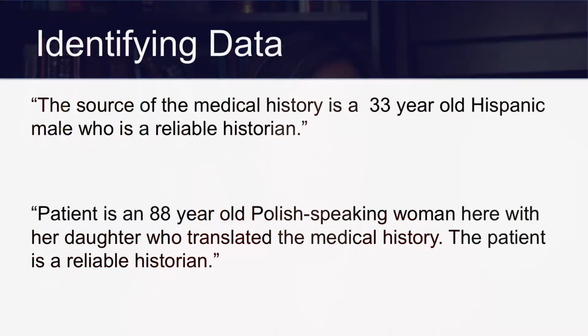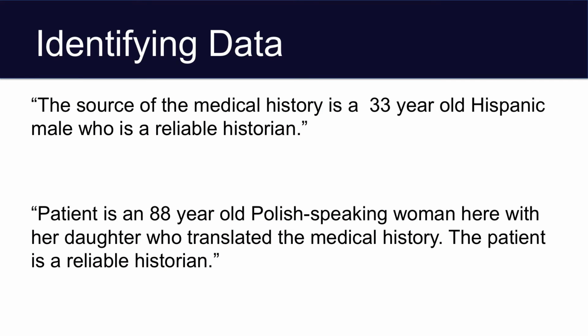I'm going to give you 2 examples. First is the source of the medical history is a 33-year-old Hispanic male who is a reliable historian. Second example is a patient who is an 88-year-old Polish-speaking woman. She's here with her daughter who translated the medical history. She herself is a reliable historian.